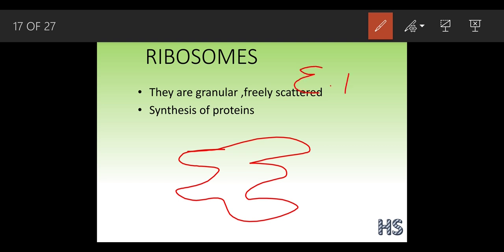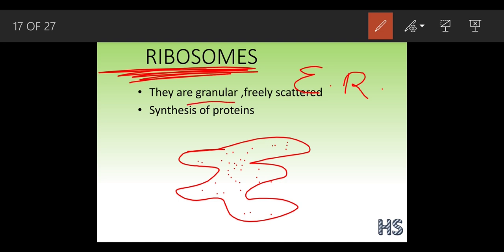Endoplasmic reticulum can be written in a shortcut abbreviation form, that is the ER, and these are the small granules. These small granules are nothing but the ribosomes. These ribosomes are in granular form. Granules means like this, we can see small red dots here. They are freely scattered, present everywhere, and they help in the synthesis of protein.